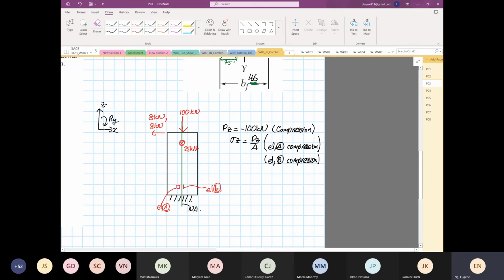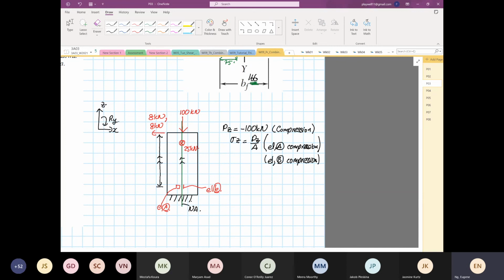Then next we come to our 8 kilonewton. So the 8 kilonewton, we're going to take a distance to the element, because the perpendicular distance is parallel to the neutral axis. So you take the distance to the element. Okay, so that's what we're going to do.